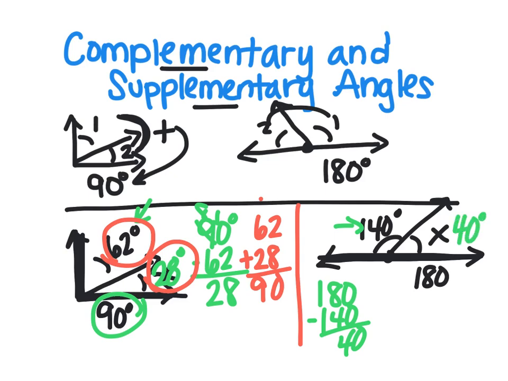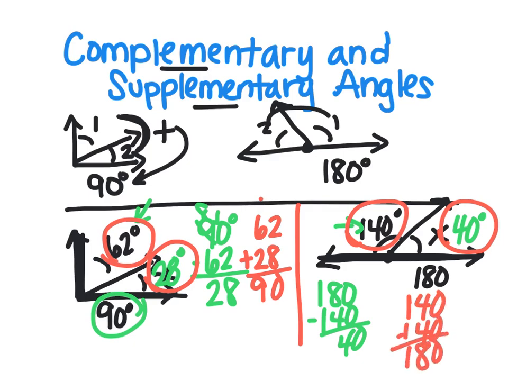Well, is that correct? We're going to check. So 140 plus 40 is 180 degrees. And so these angles are accurate.